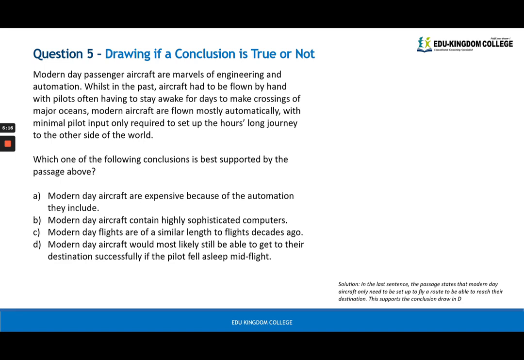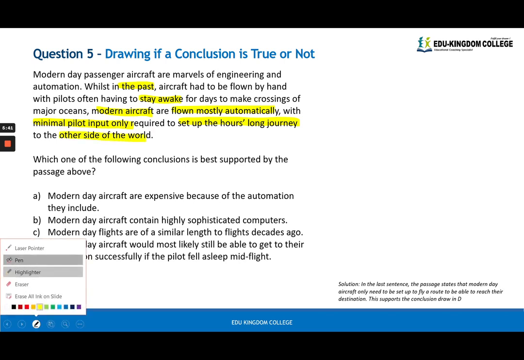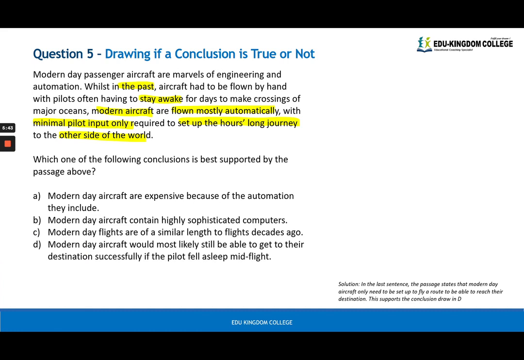Number 5. Draw a conclusion if it's true or not. So let's use our highlighter. We basically say that in modern aircraft, because in the past pilots had to stay awake, but in modern aircraft they're flown mostly automatically with minimal pilot input only required to set up the hours-long journey to the other side of the world. So we're talking about the pilot input. Now it's more automatic, then they don't have to stay awake for as long.